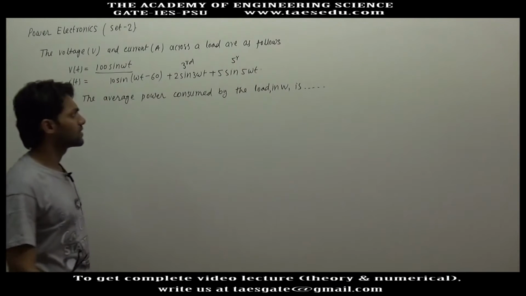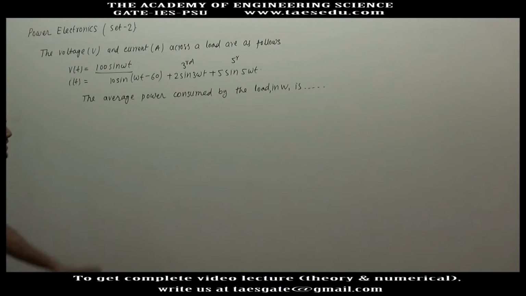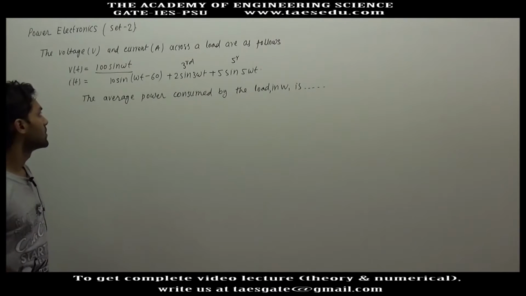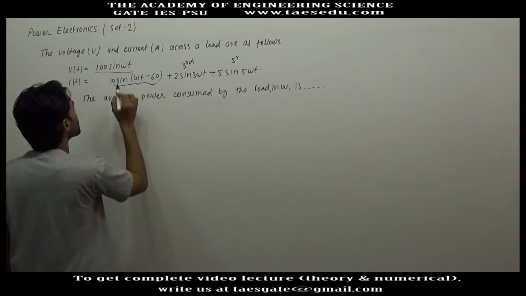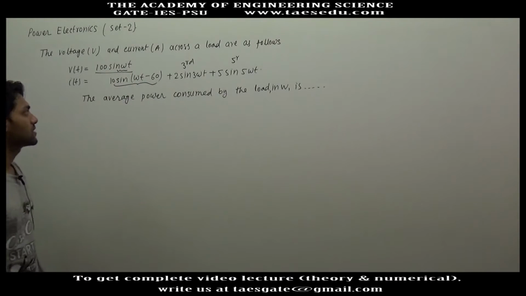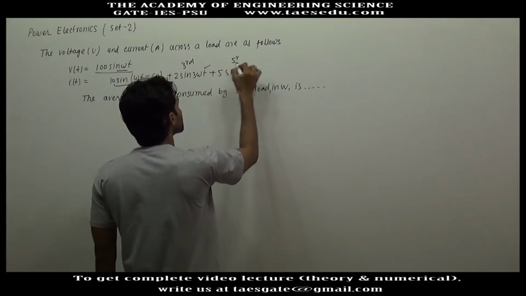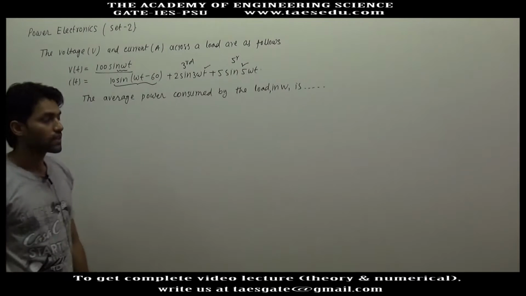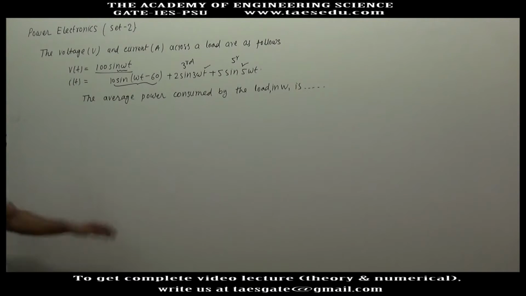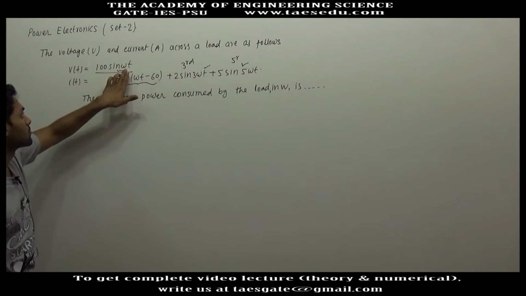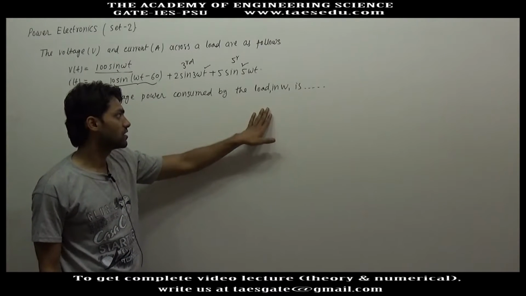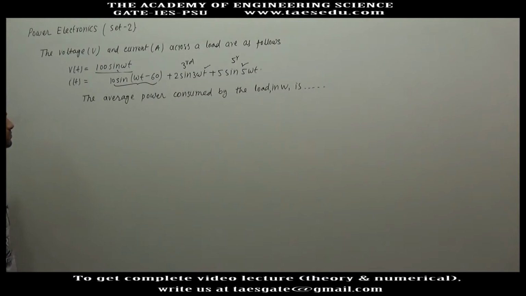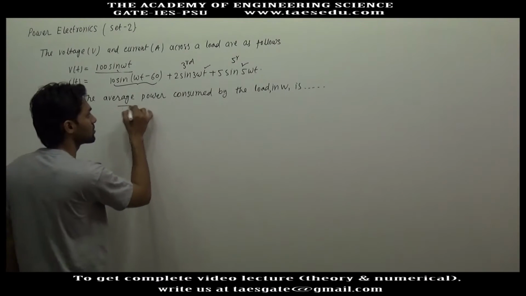We will not say it as harmonic. We will just say here the frequency of current is the same as the frequency of voltage, and in these two cases the frequency of the current is an integral multiple of the frequency of this voltage source. Then we have to find out the power consumed by the load in watt, the average power consumed by the load.